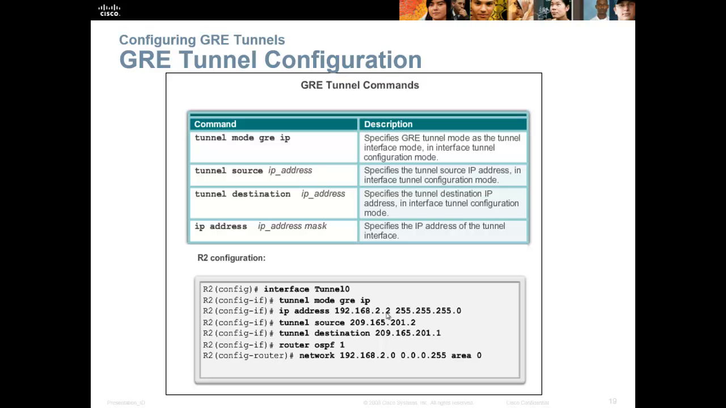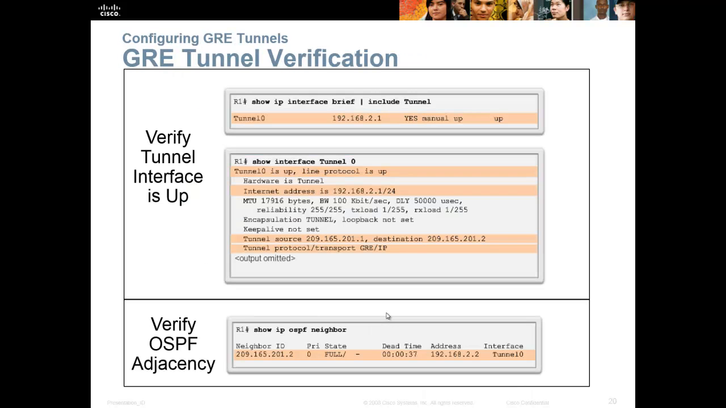As with anything that we configure, you always need to verify to make sure it works. To verify, use show IP interface brief, include tunnel, and you'll see that your tunnel shows up just like an interface does. Or you can do show interface tunnel 0, and that'll give you your tunnel information. Or show IP OSPF neighbor, and it'll show you that you're connected to that neighbor through tunnel interface 0. So there are a lot of different ways.